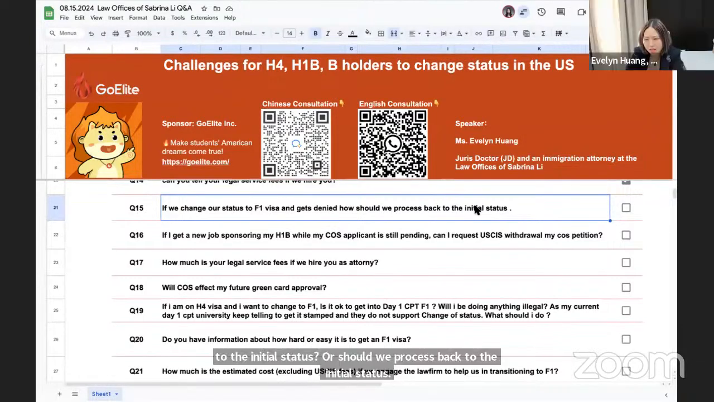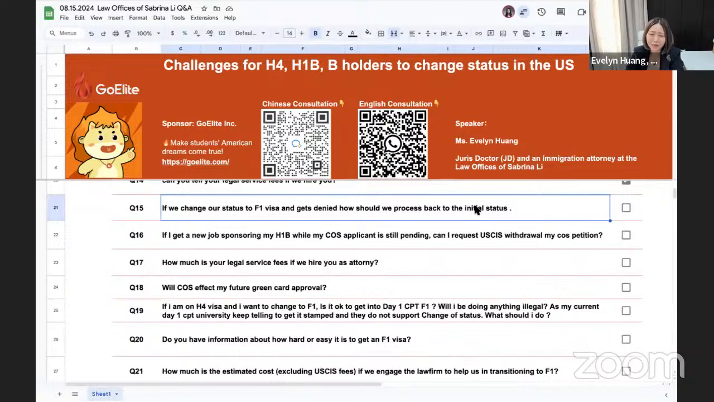If you change your status to F1 and it gets denied, unless you already lost your initial status, there is no way you could change it back. You could leave the country and apply for another visa to come back in. For example, that's what I'm saying.